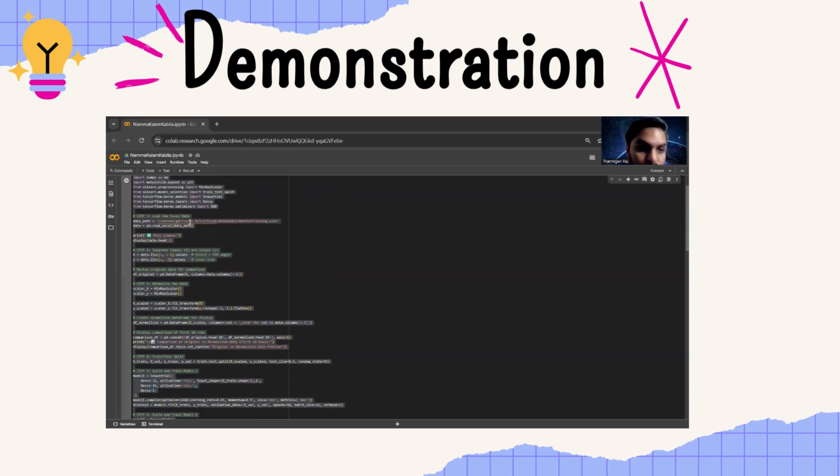The third one would be loading the Excel data. What it does is load the training dataset from the specific Excel file in the Google Drive, where the data for training has already been uploaded. This is the path for it. And then the fourth one is separating inputs and outputs.